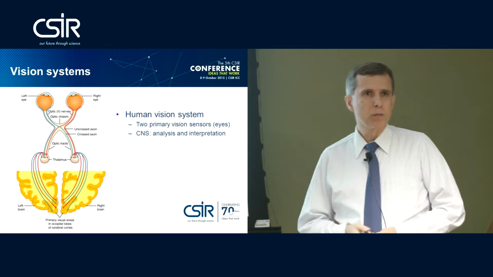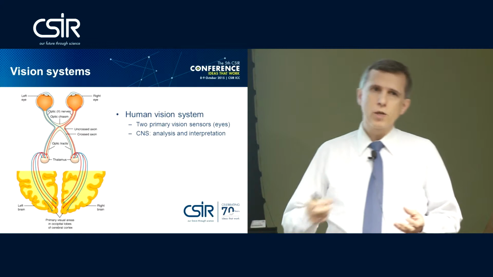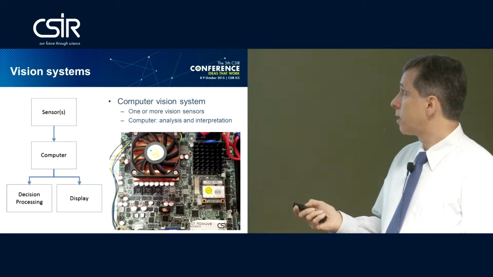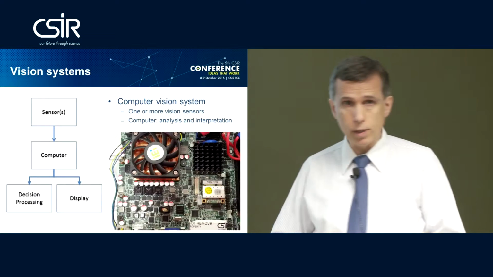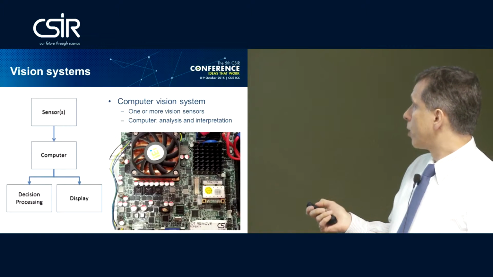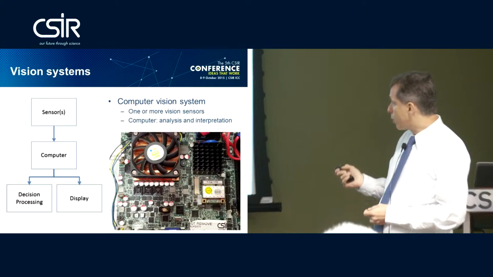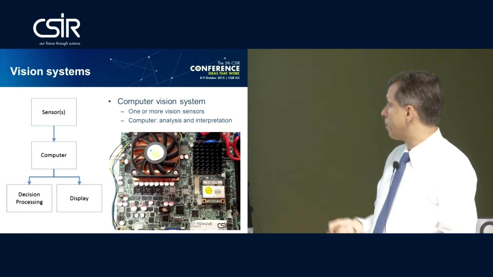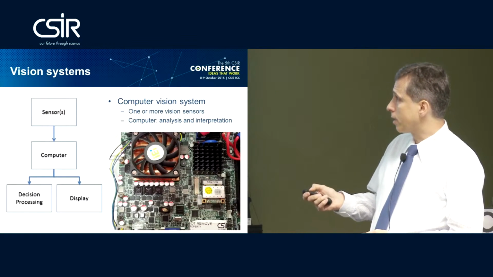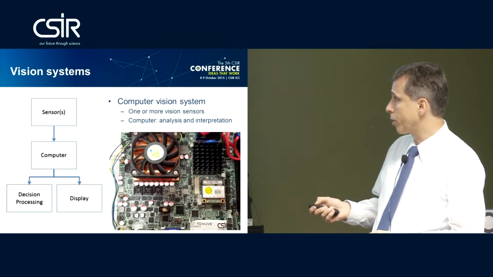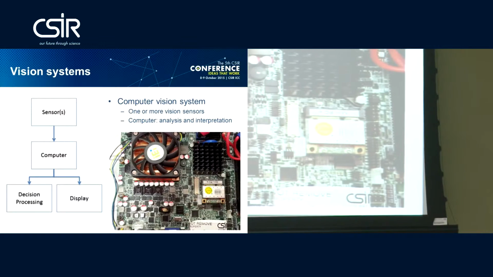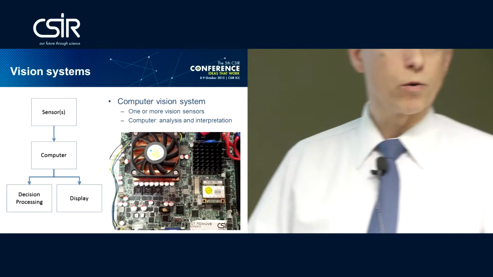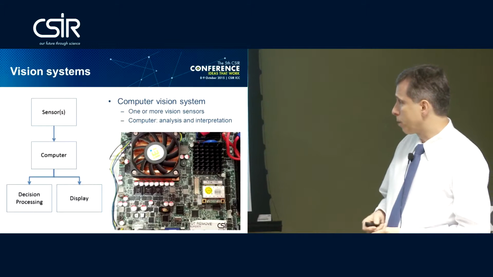And the point of bringing this up is simply to say that if you're talking about a vision system, it's not just the sensors, it's actually the sensors as well as the processing centers. And we will see that when we look at computer vision as well. There's an exact kind of parallel. A computer vision system would have one or more vision sensors. It would have then a computer which handles the analysis and interpretation of the data. So sensors would provide the data to the computer. That is our computer vision system. And then subsequent to that, we could do some decision processing and display from the analysis, so feature extraction or region identification that's being done by the computer.